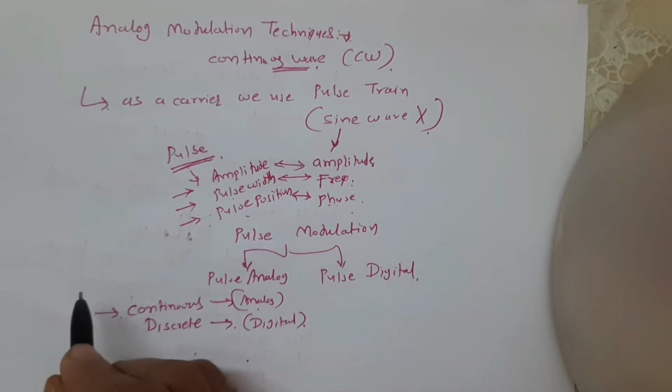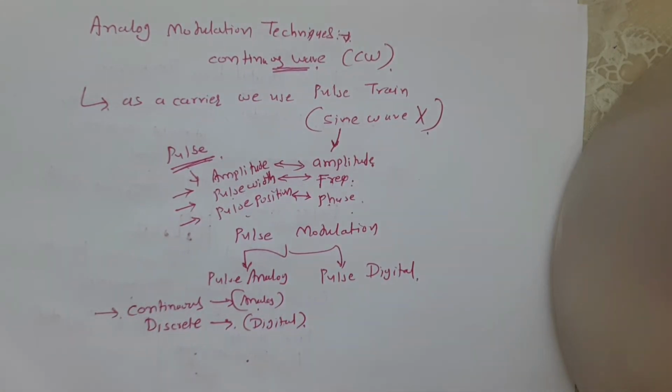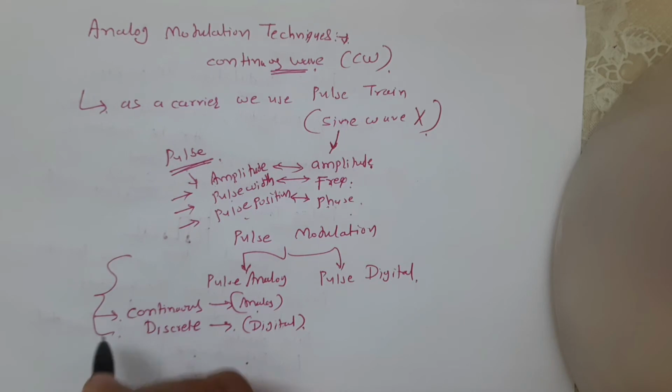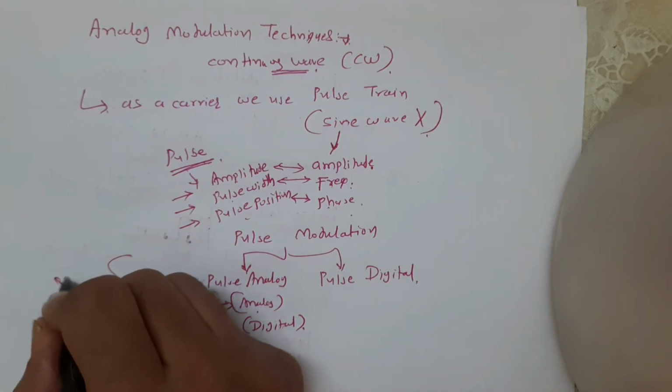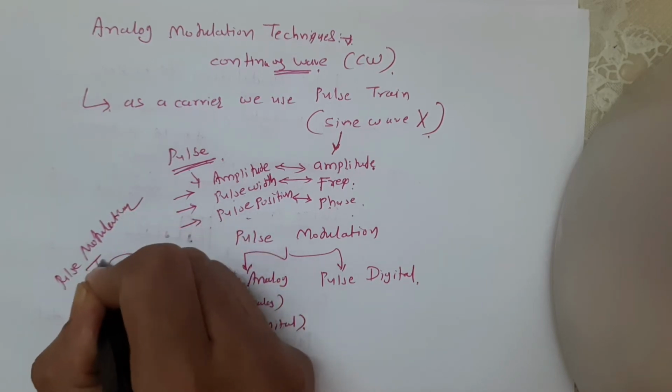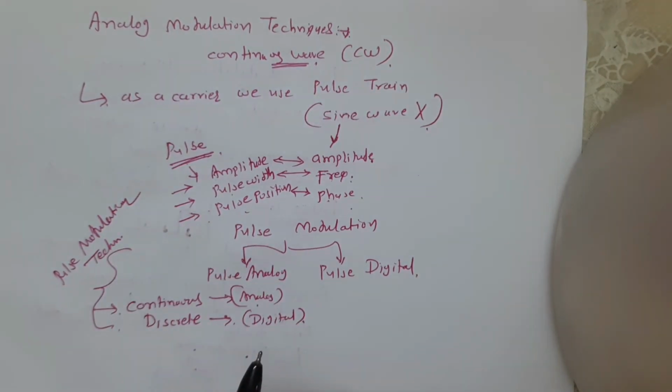Continuous means in each and every second, part of the second, we are getting the value. Discrete means in digital form, any particular value we are getting at any particular time. Collectively, all are termed as pulse modulation techniques. This chapter deals with studying different pulse modulation techniques.